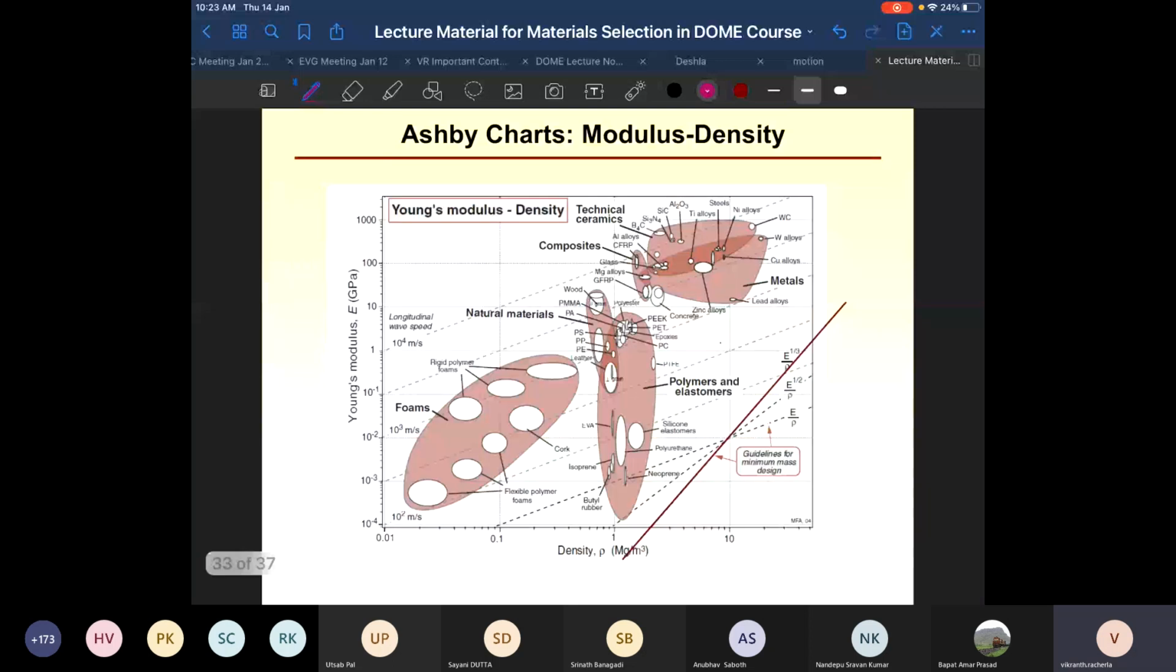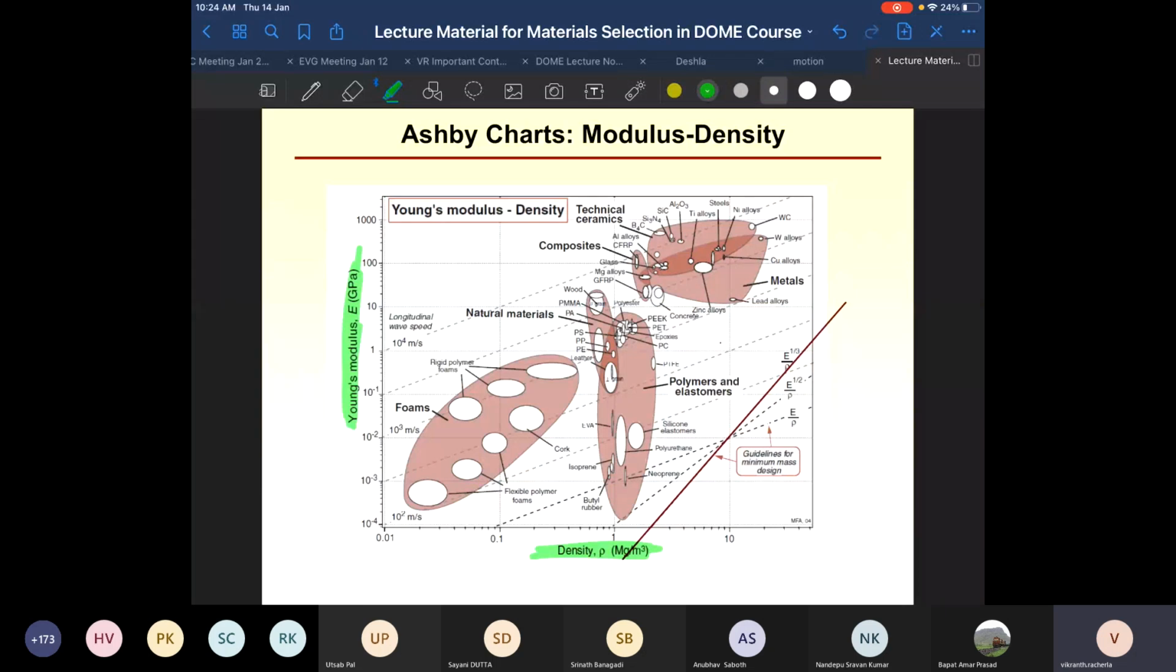All right. Next, let us look at this modulus density plot. On the y-axis, we have Young's modulus. On the x-axis, you have density. Once again, what kind of scale are we using? It is once again a logarithmic scale. Why do we have to use a logarithmic scale? Because of the numbers that you are dealing with. What are materials with some of the highest moduli?